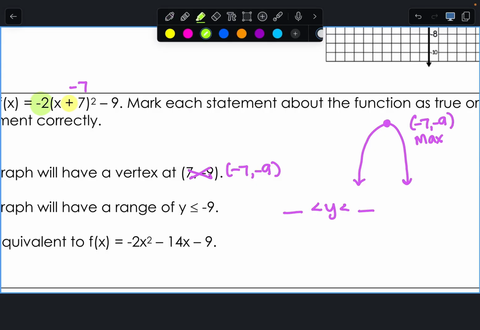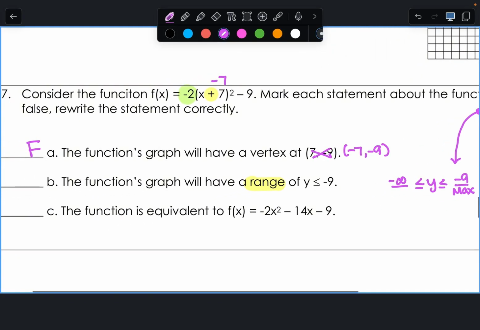The range we're talking about is our y values. So I'm going to focus on that negative 9. Where do I put that negative 9? On the left or on the right side of your maximum? It goes on the right. So the other side is infinity. So did they write it correctly or incorrectly? It's written correctly. This is true.